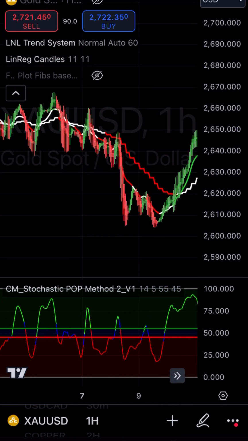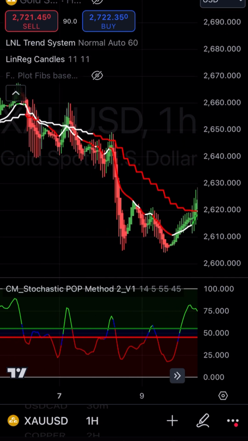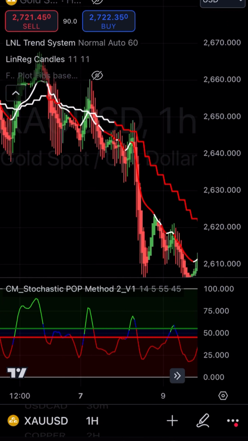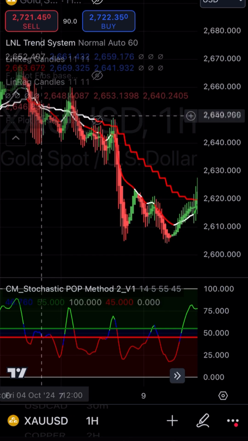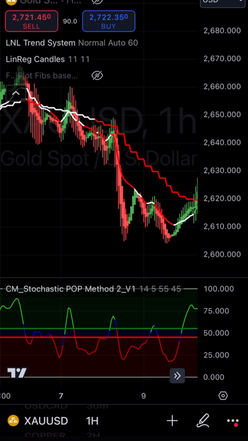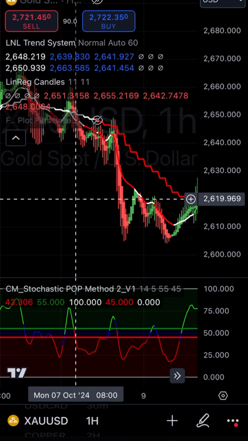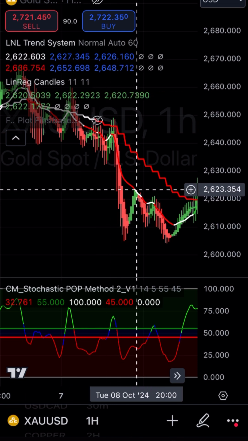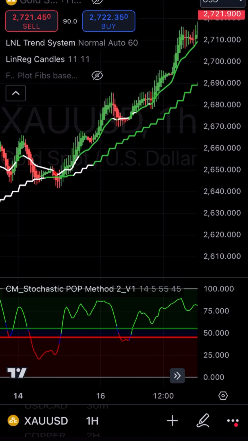So let's real quickly look at some other examples here on the LNL. So we see that the LNL crossed right here, so the start of the downtrend right there. The start of the downtrend right here. So basically what you want to look for is crosses down. So it's the same thing. You see a moment right here, a moment right here, and a moment right here. So that's basically how you use this strategy.